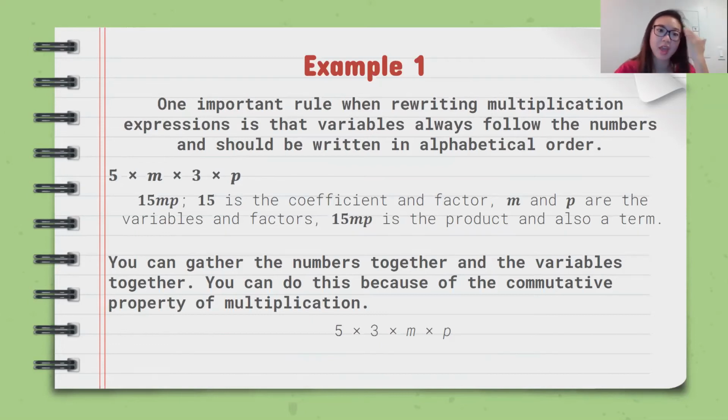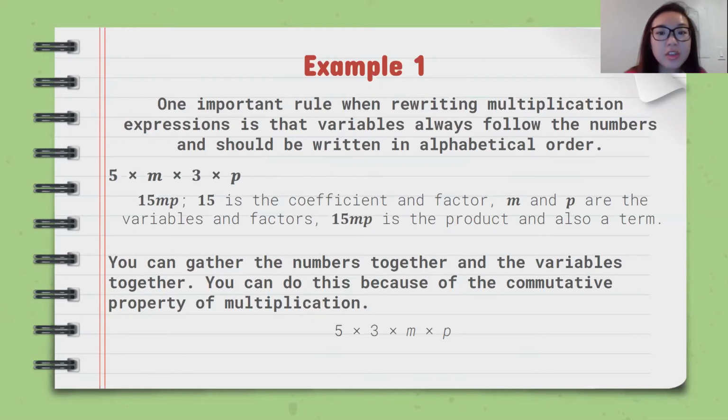So you could have A at the end, and you want to make sure you put A first, just so that when you look at it, it is a little bit more clear. When I combine 5 times 3, that gives me 15, and then MP. 15 MP. So 15 is the coefficient and the factor, and M and P are variables and the factor. So 15 MP is the product and also the term. Again, we couldn't combine M and P together as one like we did with 5 and 3 because they aren't the same.